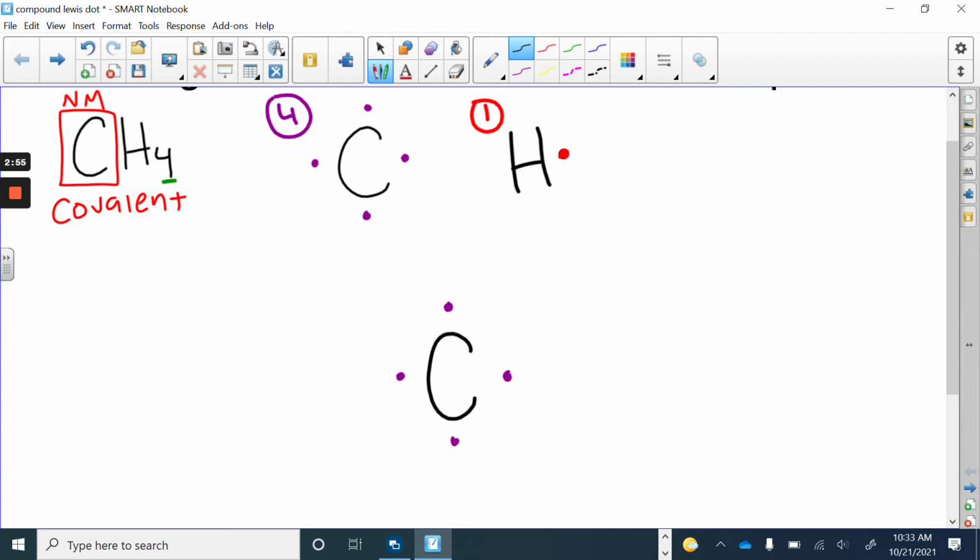Now we need to add hydrogen around carbon. So we have 4 of them. So we have 1, 2, 3, and 4. And we need to add in hydrogen's valence electrons. Now, since we are sharing electrons, the valence electron needs to be between the carbon and the hydrogen atom. So we have 1 there, 1 for that hydrogen, 1 for that hydrogen, and 1 for that hydrogen. This is the Lewis dot structure for methane, CH4.